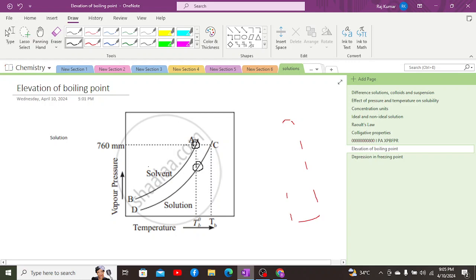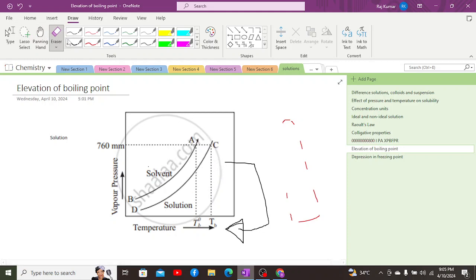due to the difference in the amount of vapor pressure which is required to become equal to the atmospheric pressure for the solvent compared to the solution, due to which we can say that this difference in boiling point can be considered as an elevation of the boiling point, and that elevation of boiling point is represented by the graph given here.